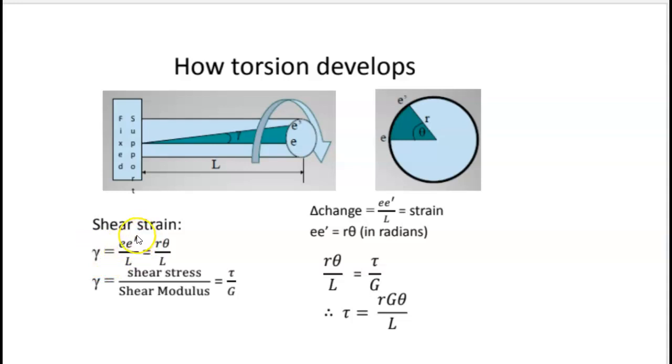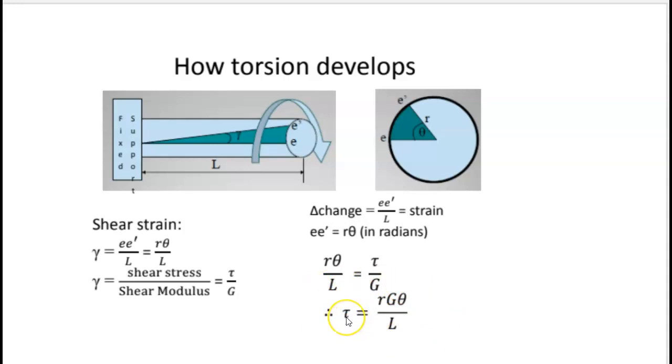It's E dash, which is that length of the arc, E dash over L, which is equal to R theta over L, where L is the length, theta is the angle of the twist, R is the radius of the shaft. Shear stress has another formula. Shear strain is shear stress over shear modulus. Now, if you want to find the strain, strain is the change in length over the total length, and that is in radian. This is the main formula we actually need.